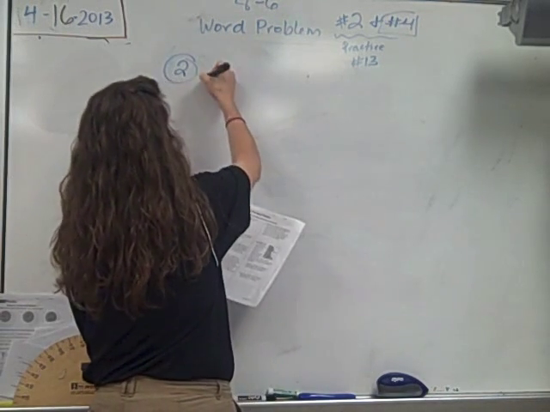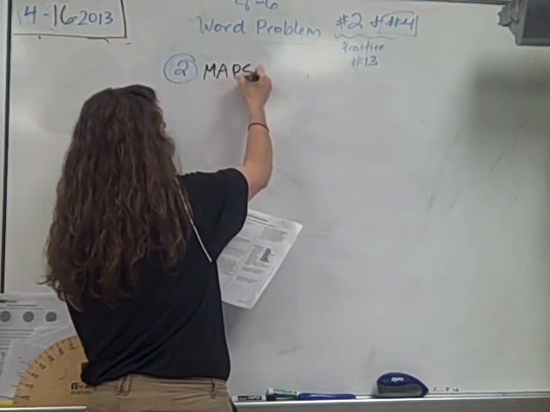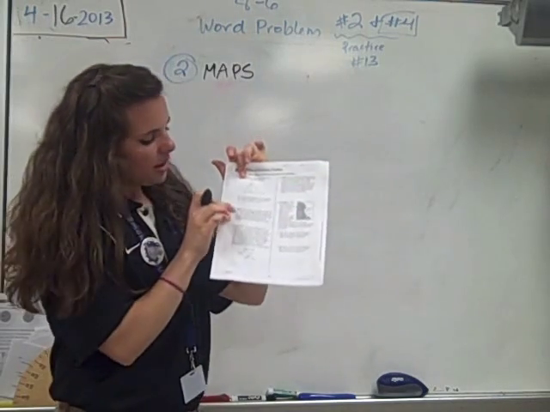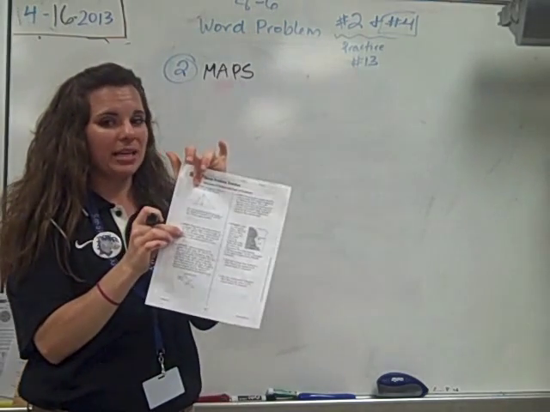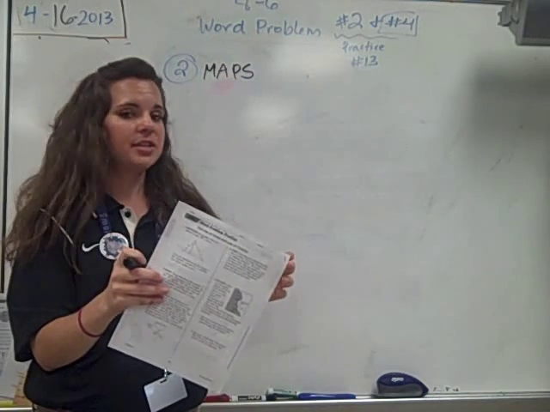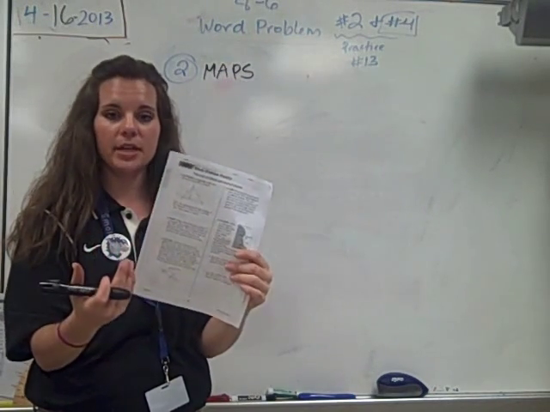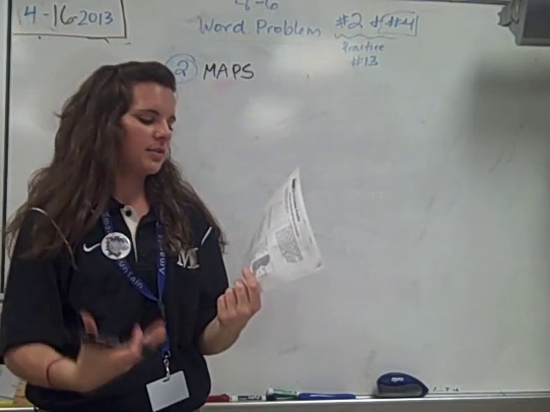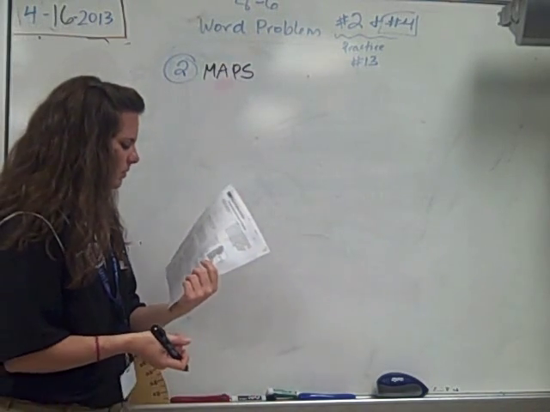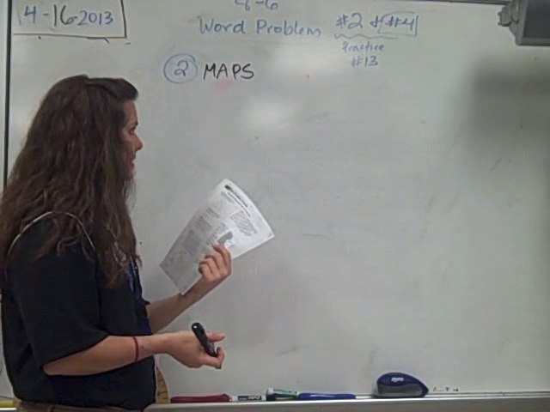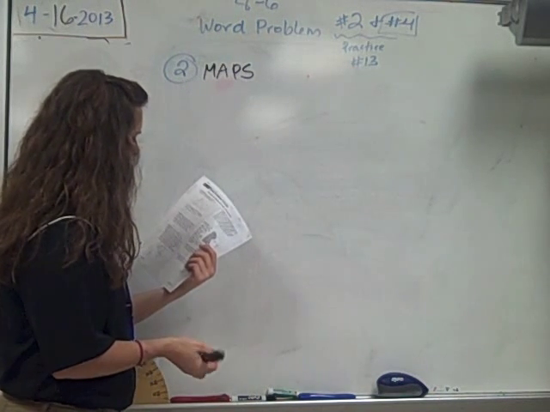Number 2 on the back side, this one is the one that's called maps. I'm going to read it with you. We're going to set up a picture. Tomorrow on your test, you're not going to have hardly any pictures at all. Okay, so draw pictures, get in the practice of doing that now. Let's draw something to represent this.